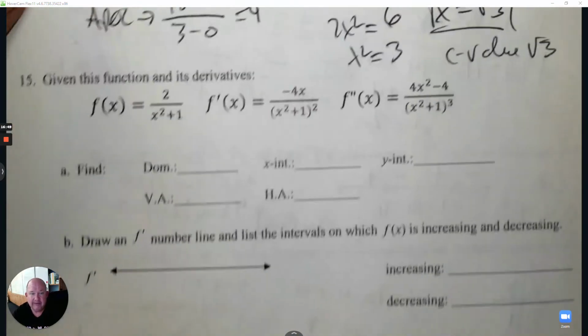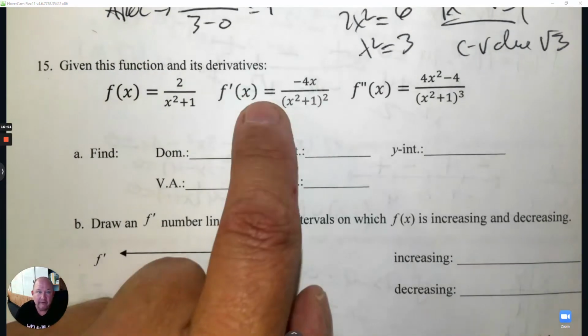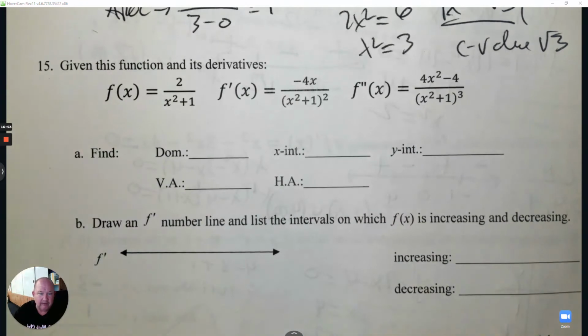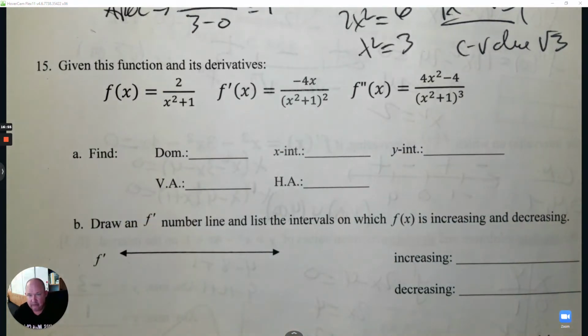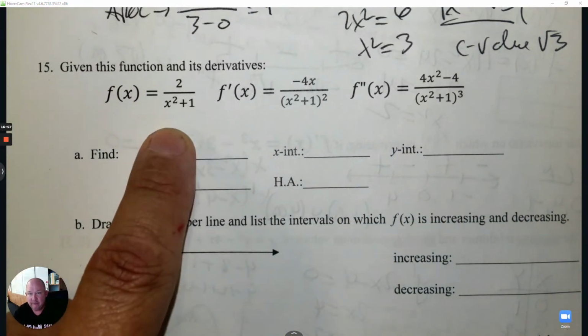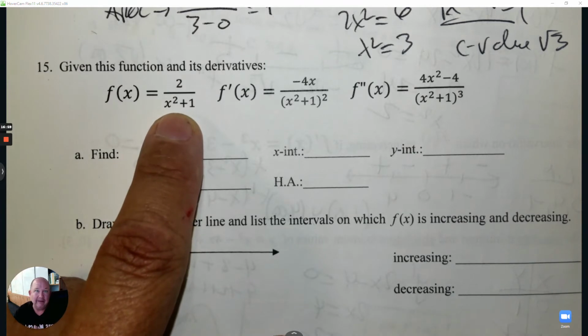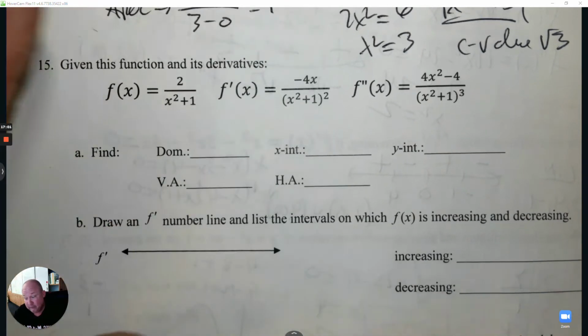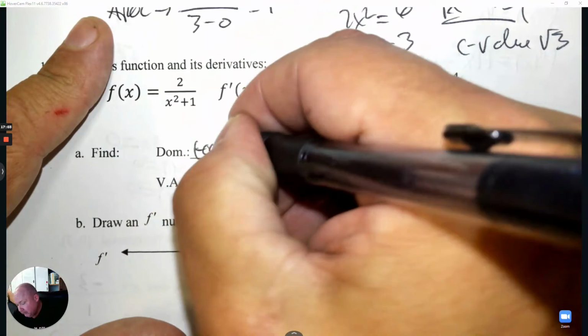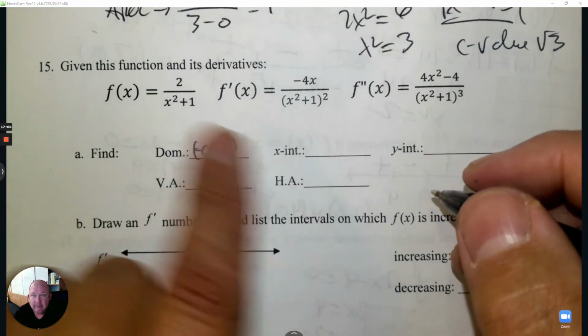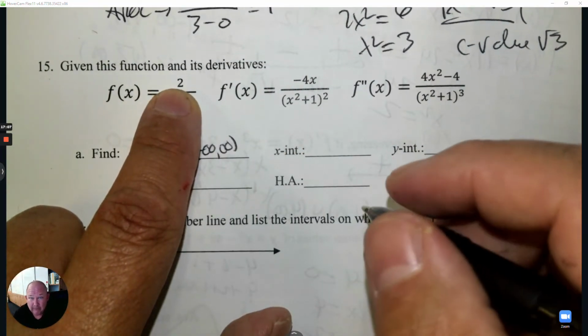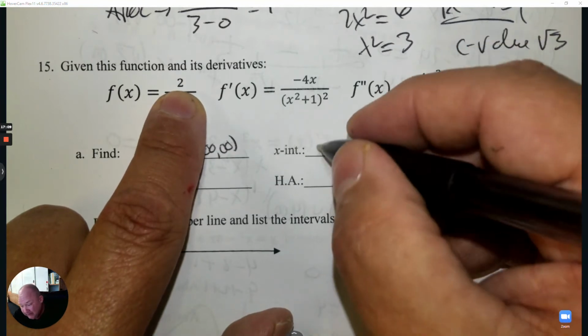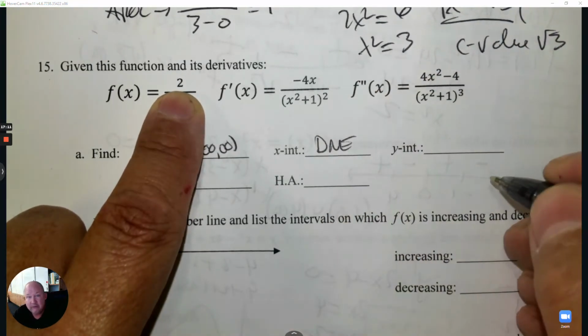All right, number 15, you're given the function, the derivative, and second derivative. Can you figure out all the analysis for this function? The domain comes from the function in the denominator. Is there any value that makes the bottom 0? The answer is no. All numbers will work. For the x-intercept, look at the numerator. We have no variable there. So if you take the top equal to 0, you can't solve it. So there is no x-intercept.